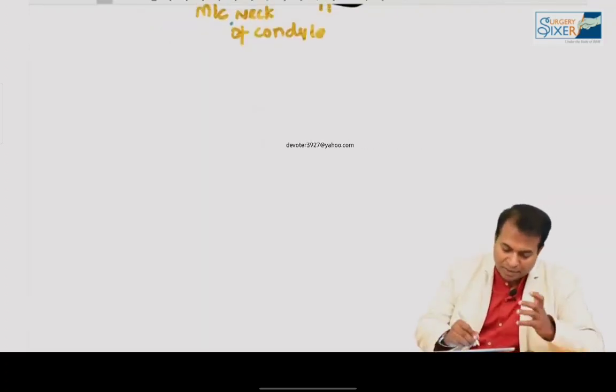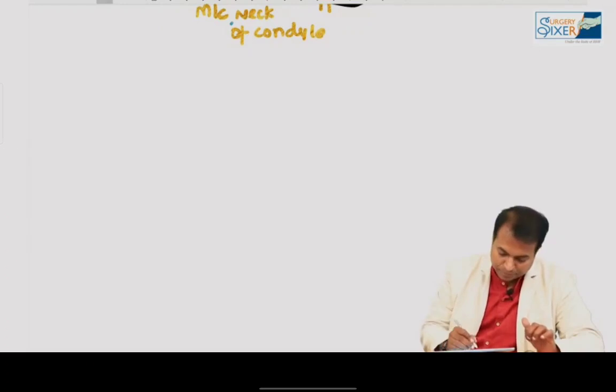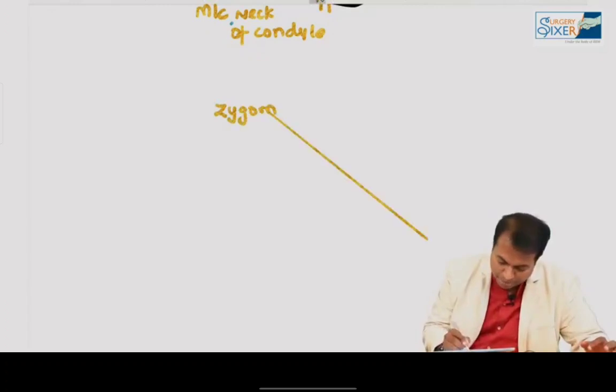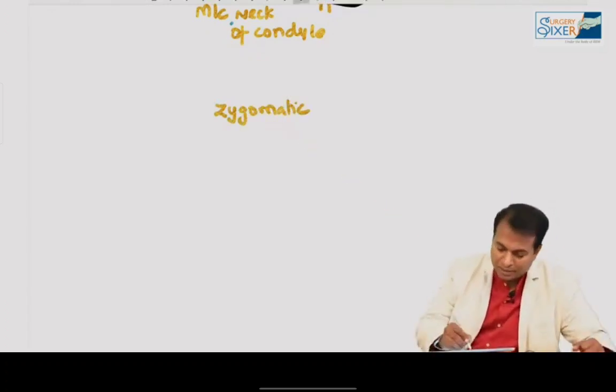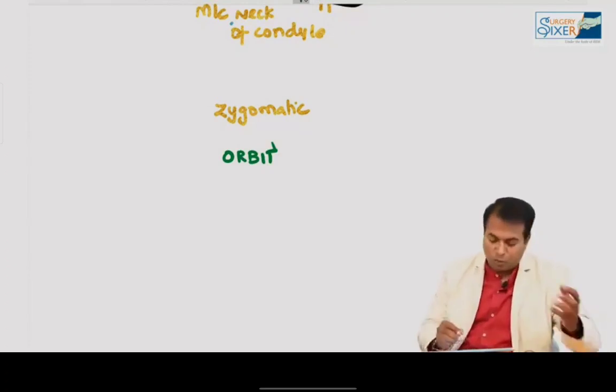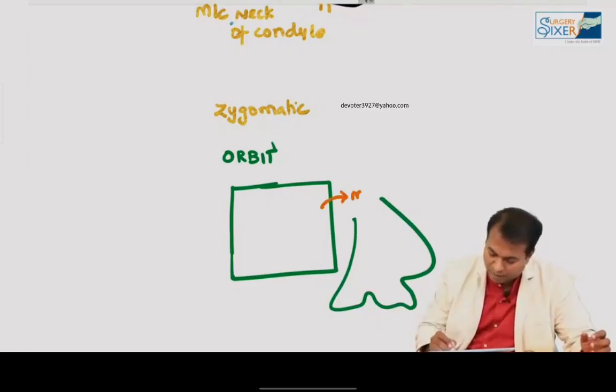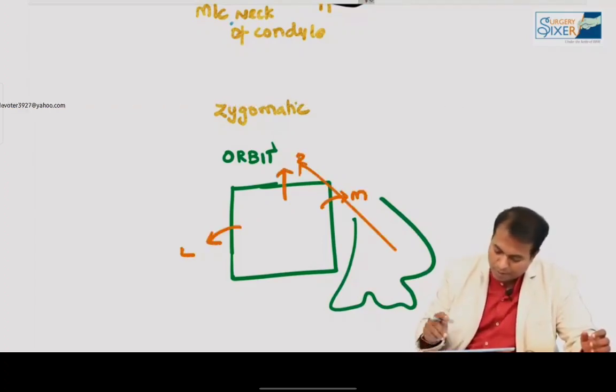And next comes, what other area is there in your skull? Another area is this bone. What is this? A very important bone. Zygomatic bone. The zygomatic bone can get fractured. Another thing is the orbit can get fractured. The orbit has 4 walls. What are the walls? This is the medial wall, this is the lateral wall, this is the roof, and this is the floor.